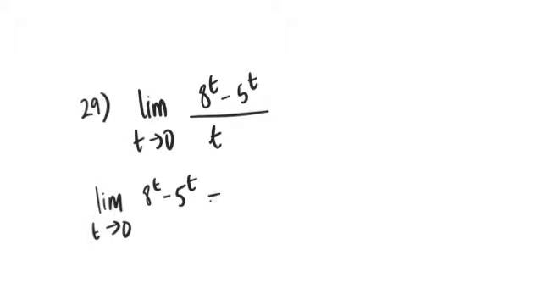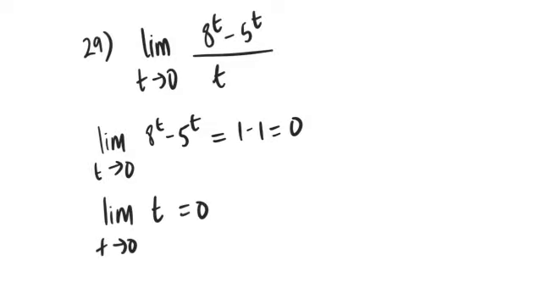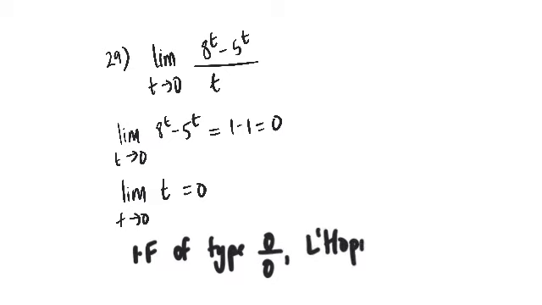Check the limit of the top and the bottom. I mean, it might not work out, but we're going to check it. 8^0 - 5^0, that's 1 - 1, or 0. Bottom is 0. So it is a candidate for L'Hopital's rule. Indeterminate form of type 0 over 0. L'Hopital applies. And then we go ahead and apply it.